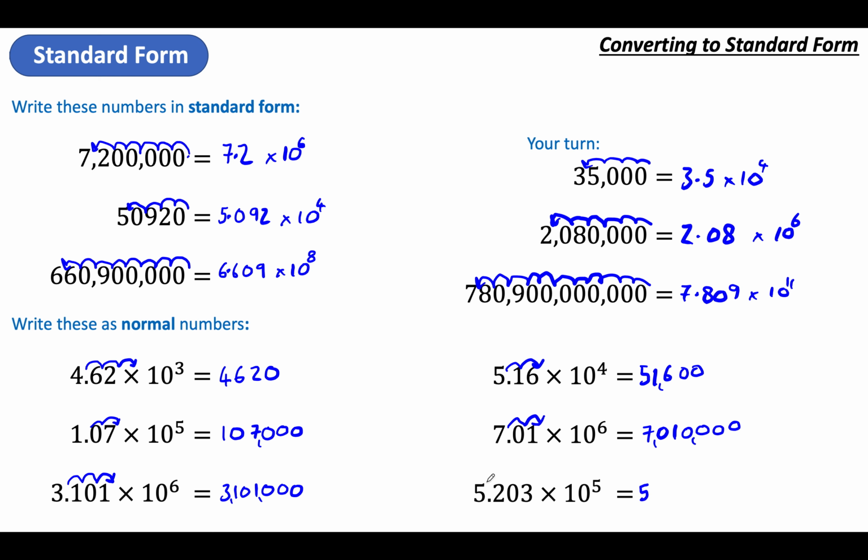And then 5. Oh, hang on. How many places? 1, 2, 3 to get that number. But there's a total of 5, so there's 2 more to go. 520,300. Okay. Right. I hope you're getting good at those.